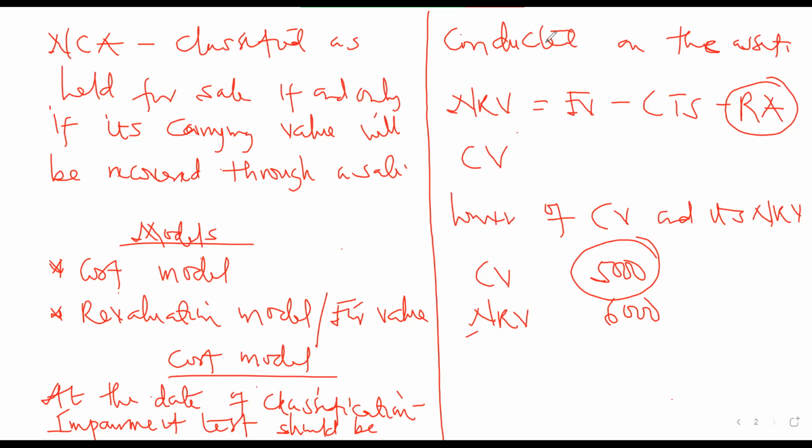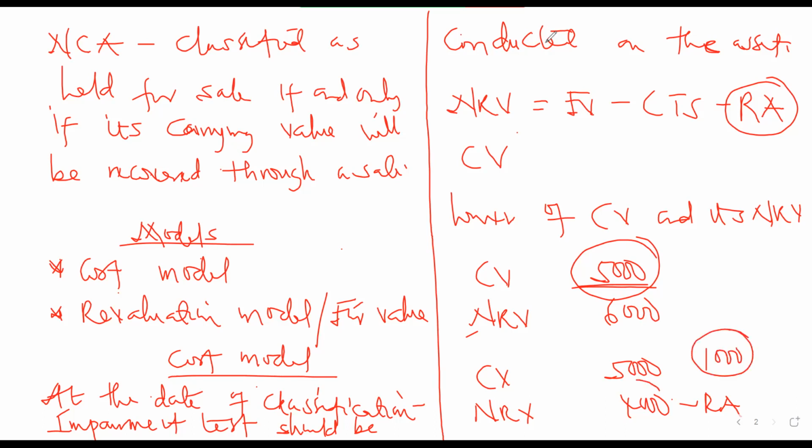So if the asset is carried under the cost model, we are just looking for either the asset has impaired at the date of classification or not. If the carrying value is lower than the recoverable amount, then we classify the asset at 5,000. And that is why they are saying that it should be the lower of the carrying value or the net realizable value. If the carrying value is 5,000, the net realizable value is 4,000, it means that the recoverable amount is 4,000, and the carrying value is 5,000. The asset has impaired by 1,000.